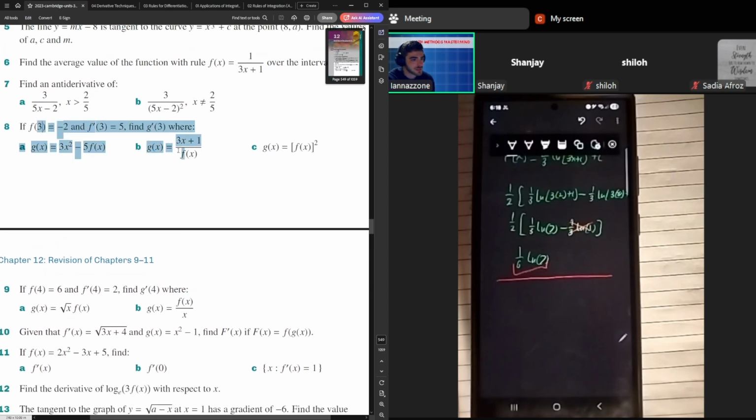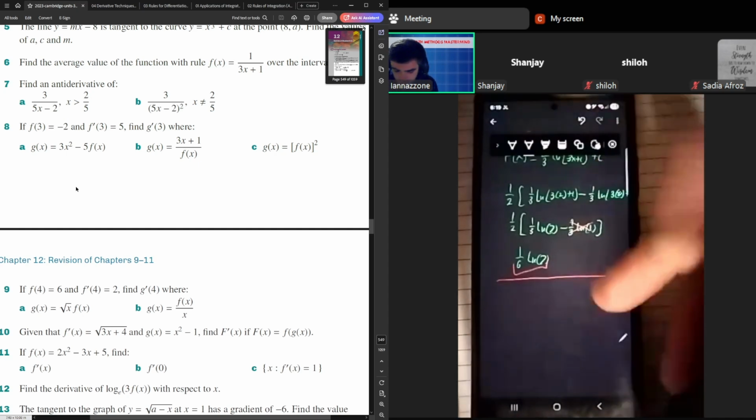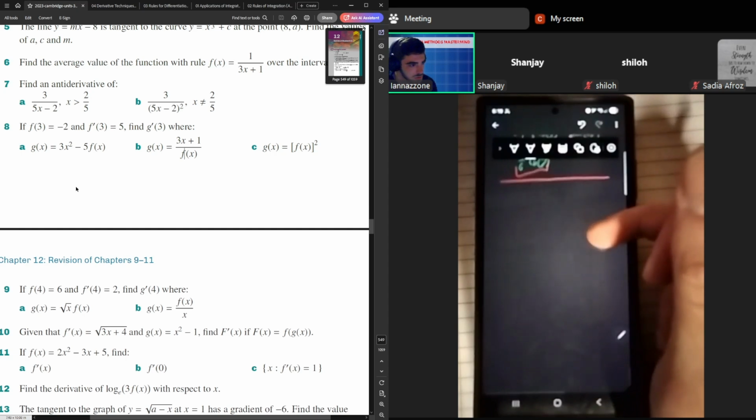Let's see. What's going on here? If f of 3 is -2, f dash of 3 is 5, find g dash of 3. Yeah, why not? It's got really nothing to do with calculus at all, but... well, maybe it does. Let's find out. I'll start writing out the key information there. Maybe start having a think about what you might do.